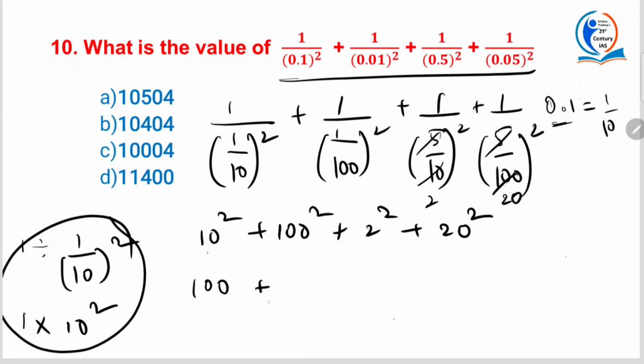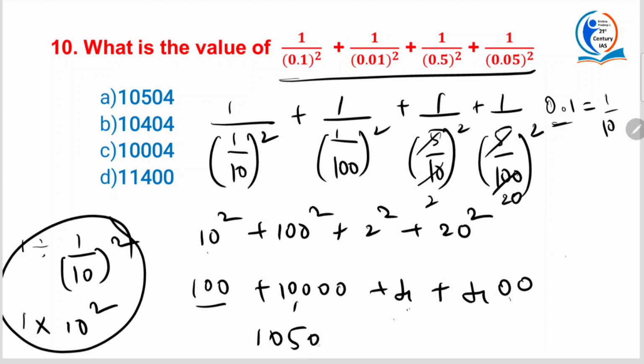It is 100 plus 10,000 plus 4 plus 20 square is 400. Alright, so 400 plus 100 is 500. 500 plus 4 is 504. 10,000 plus 504 is 10,504. That is the answer.